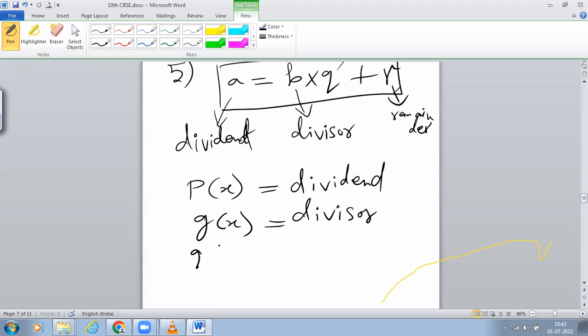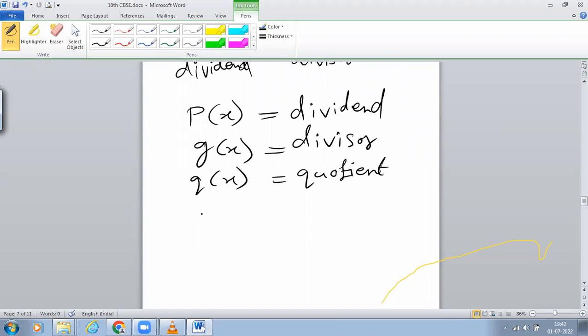And what is q of x? Quotient. That is also a polynomial. And what is r of x? Remainder. Please write it, all of you.